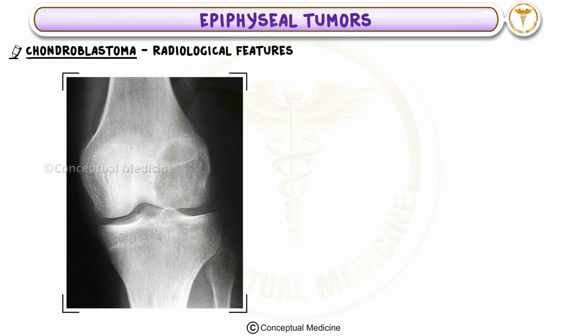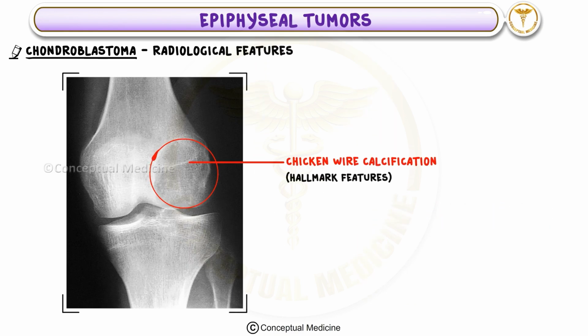Radiological features. One of the hallmark features of chondroblastoma is something called chicken wire calcification. Imagine tiny, thin lines of calcification that look like a delicate wire mesh. This is a classic finding that helps radiologists and doctors identify the tumor.